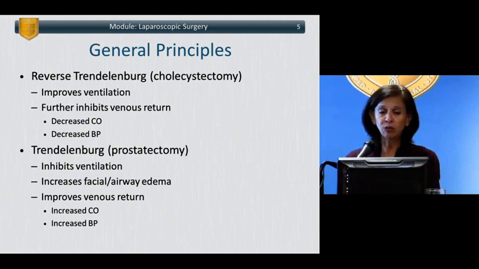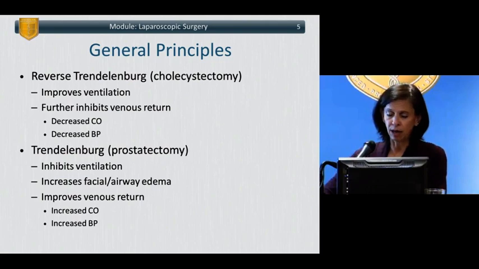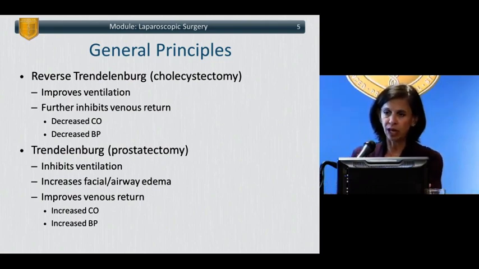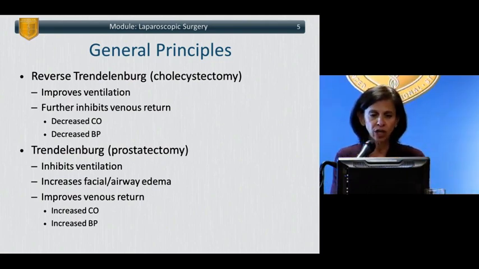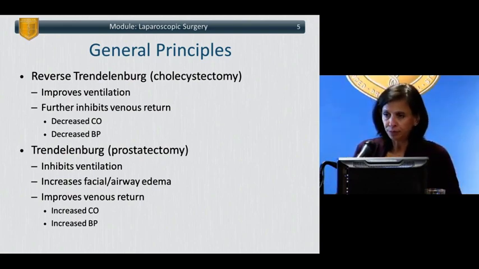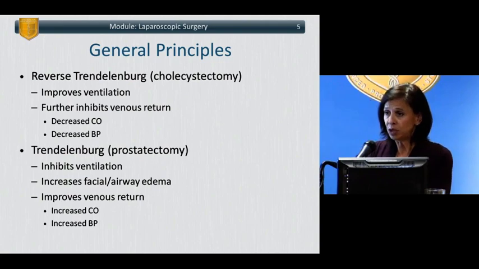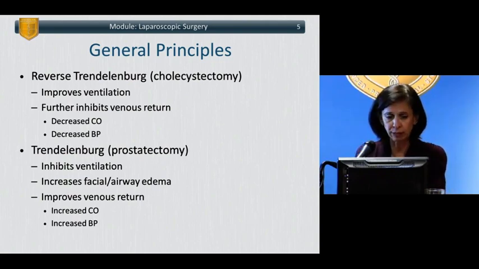So if the patient's in reverse Trendelenburg, for example, this is used for a cholecystectomy surgery where the head is higher than the feet to allow the gallbladder to come down from underneath where it's sitting there at the liver and the costal margin, then that improves ventilation because you get better unloading of the diaphragm and it's easier to ventilate, but it actually further inhibits venous return and decreases cardiac output and decreases blood pressure because the legs are lower than the rest of the body.